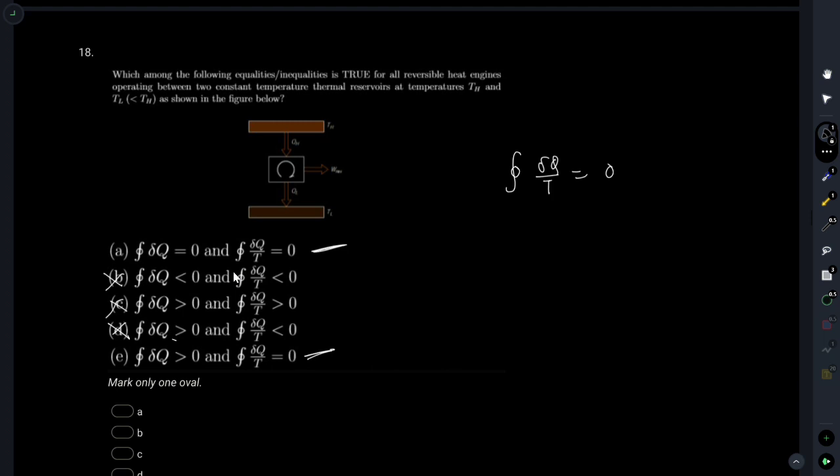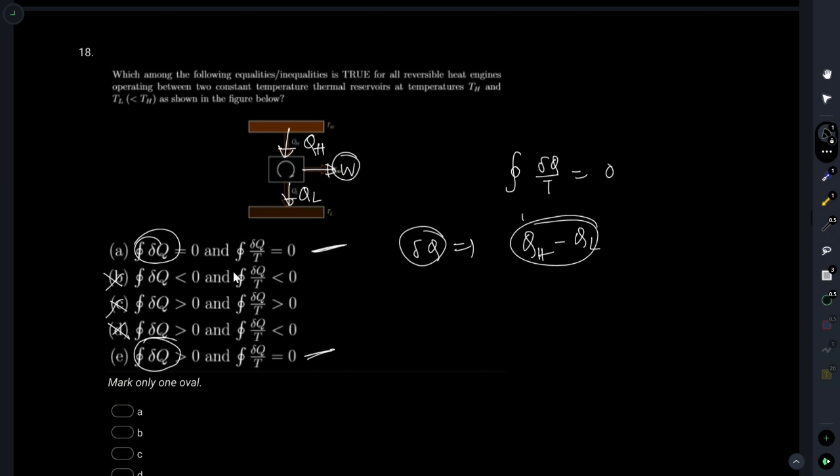Now we are looking at the heat interaction, right? The amount of heat added is QH over here, and the amount of heat rejected is QL over here, and we are getting some amount of work W. If we try to find the net heat interaction, that will be QH minus QL, right? So this will be del Q, and QH is greater than QL. That means this difference will have a positive value. That means we can write the summation of del Q will be greater than 0, right?